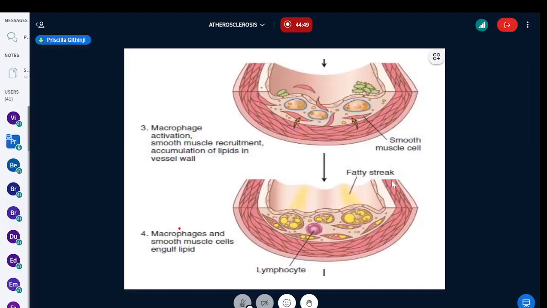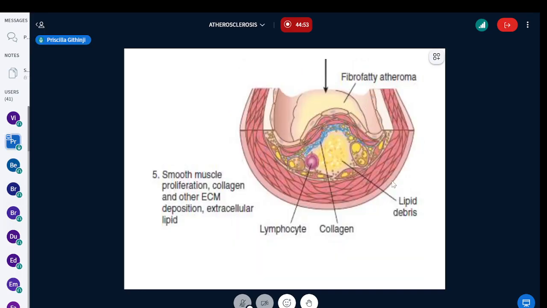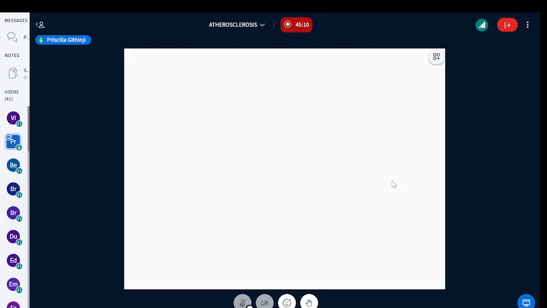So once you activate these macrophages, remember macrophages and smooth muscle cells also produce cytokines, and all these will lead to smooth muscle cell proliferation. These smooth muscle cells, once they proliferate, they secrete more extracellular matrix, and therefore now you have growth of this plaque within blood vessels.